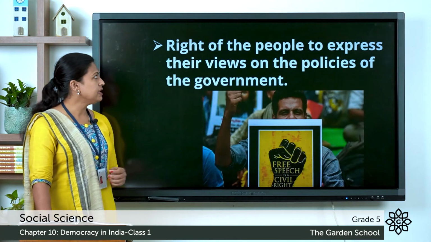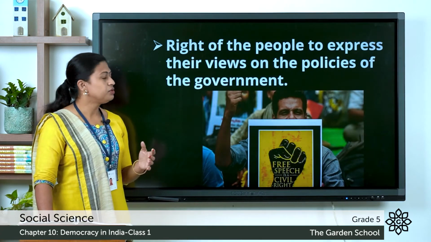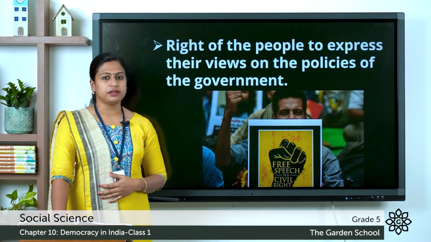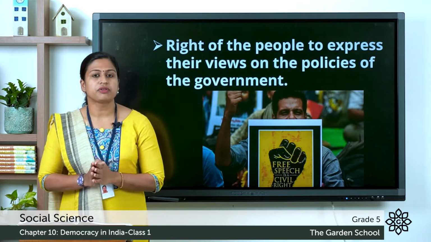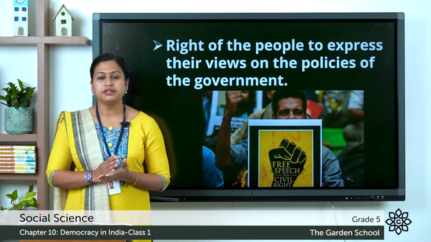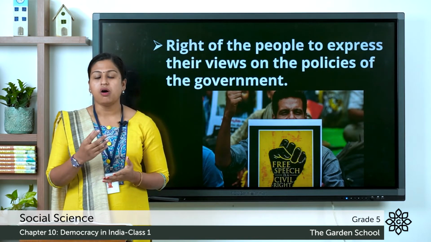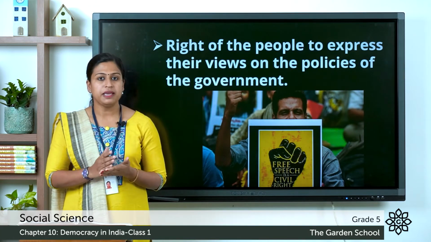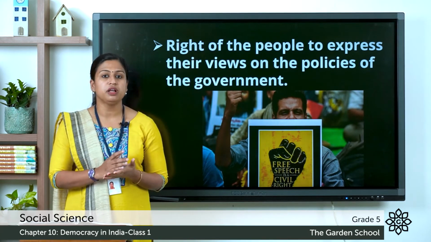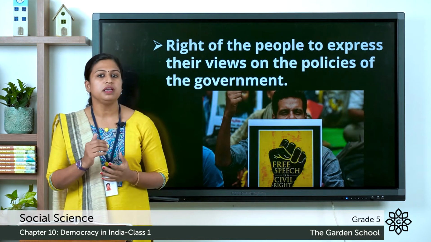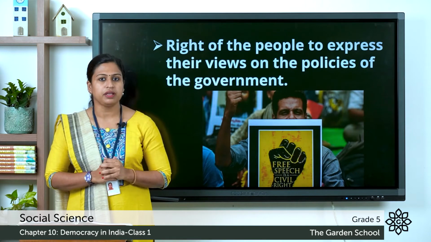Now, the second one is the right of the people to express their views on the policies of the government. India is a democratic country and all the citizens have the right to express their feelings or opinions without any fear. So, the basic human right, that is the freedom of speech, is a basic fundamental right of the citizens of our country.